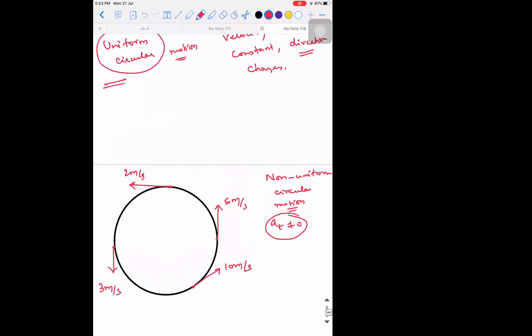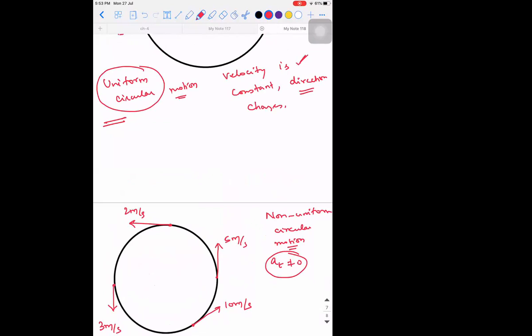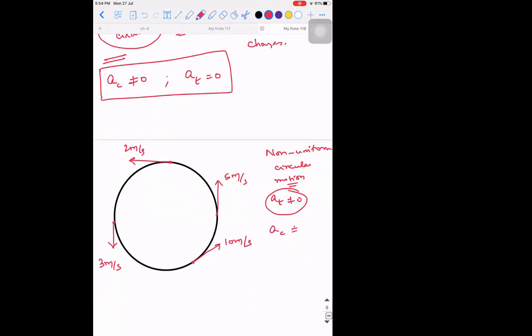Our topic of discussion is only uniform circular motion, where velocity is constant and direction changes. One more important point, make a note of it. In uniform circular motion, the centripetal acceleration is not equal to 0, whereas the tangential acceleration is 0. Whereas in non-uniform circular motion, centripetal acceleration will be non-zero and tangential acceleration will also be non-zero.